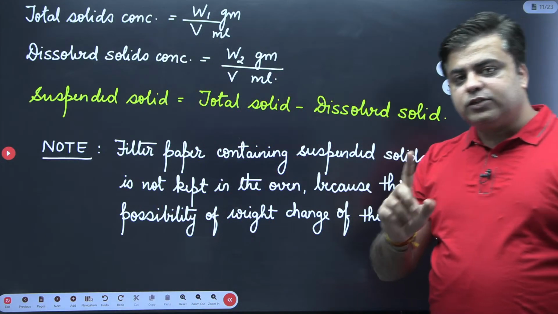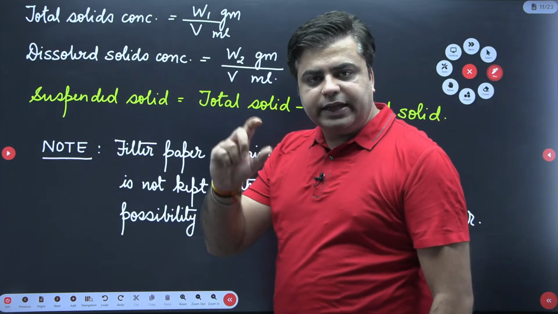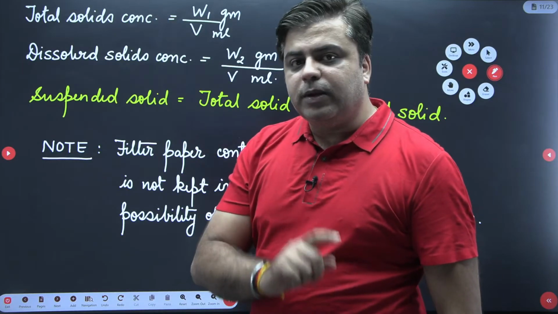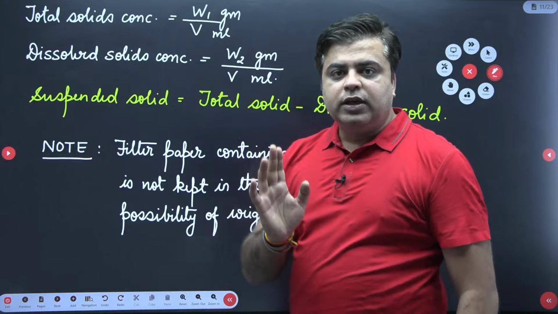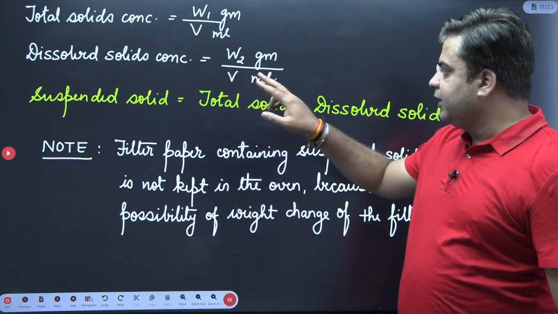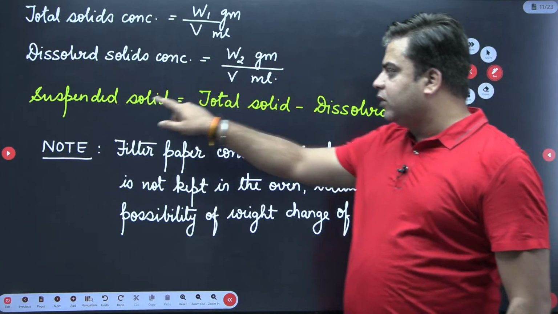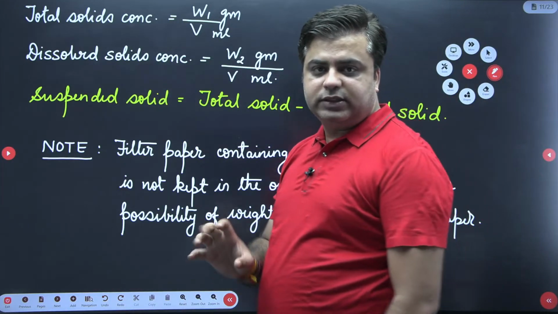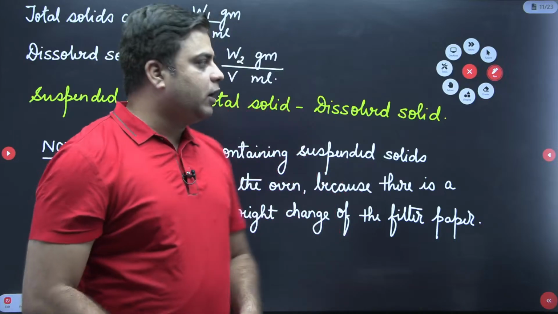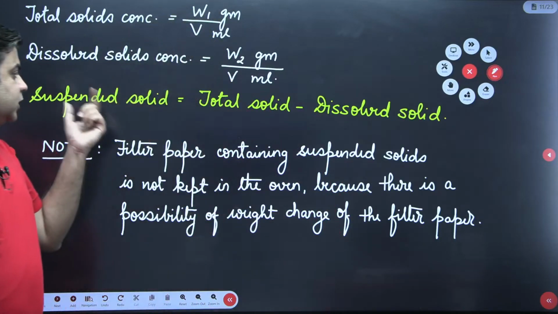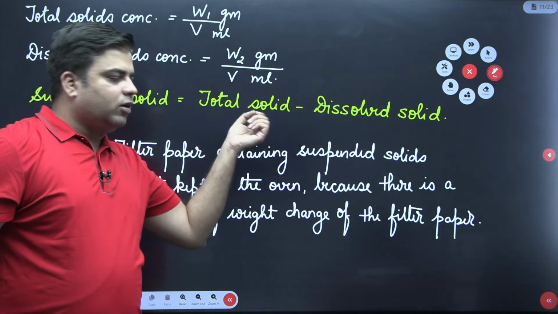We will always keep the crucible which contains total solids and the crucible which contains dissolved solids. And by subtracting the concentration of dissolved solids from the total solids, we will calculate the concentration of suspended solids. This is how we do it, okay. So this is how we can calculate both suspended solids and dissolved solids along with the total solids.